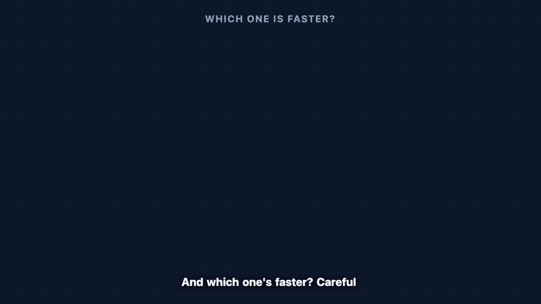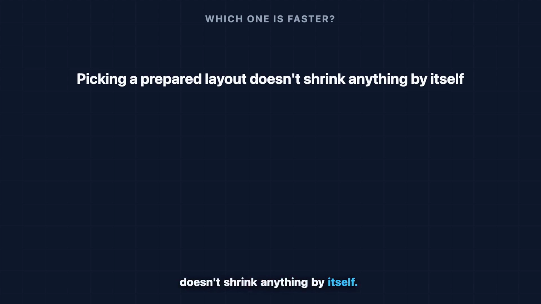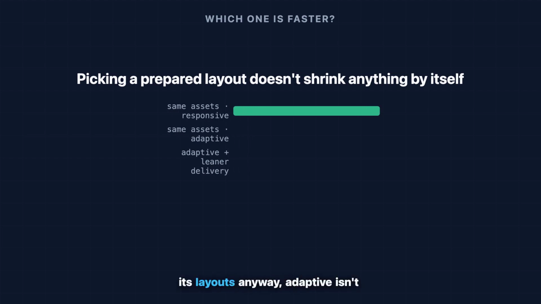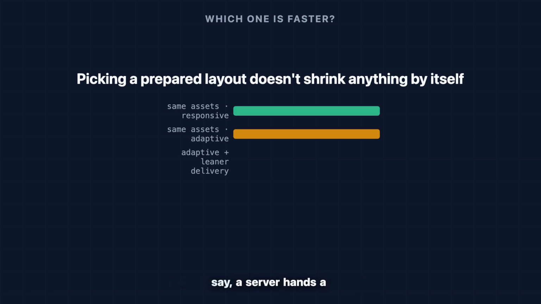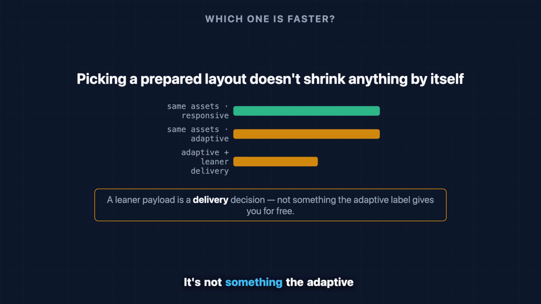And which one's faster? Careful here. Picking a prepared layout doesn't shrink anything by itself. If the page ships all its layouts anyway, adaptive isn't lighter. Now, if the implementation also changes what gets delivered, say a server hands a phone a leaner build, that can be a real win. But that's a delivery decision. It's not something the adaptive label gives you for free. Ship the same code and assets either way, and neither gets an automatic speed advantage. Speed comes from what you actually send, not the name of your strategy.